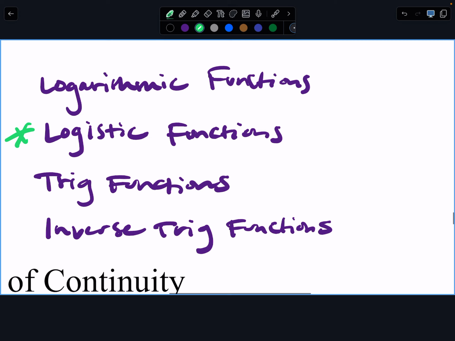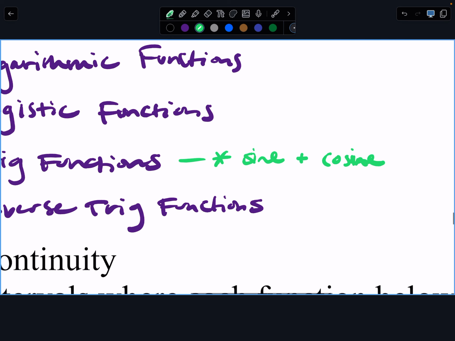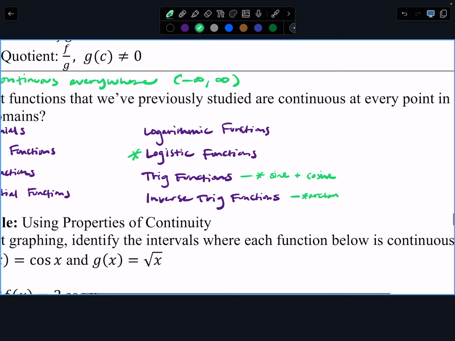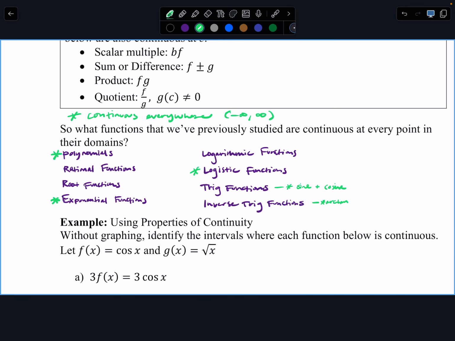Some, not all, but some trig functions are continuous for all real numbers. Do we remember which ones? Sine and cosine. And then for the inverse trig, arctan. Okay, but just keep that in mind for when we're thinking about creating functions from other functions.